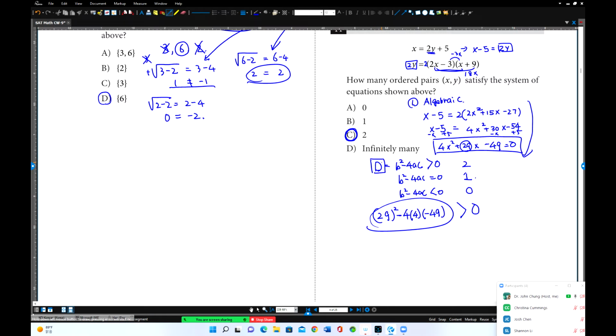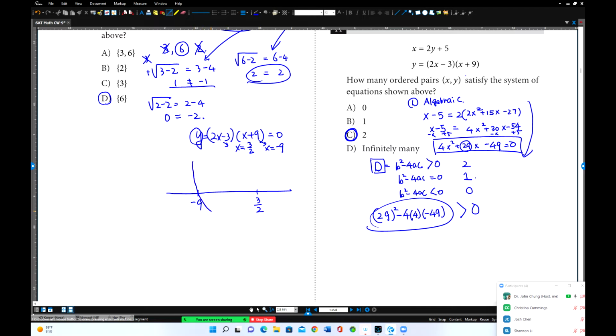The next way is what? The easiest way is using the graph. What is this one? y equals 2x minus 3 and x plus 9. That is the linear factors. When y equals 0, the graph will pass through the what? The x-intercepts. One is 3 over 2, and the second over here, x equals negative 9, right? Okay, this graph will pass negative 9 and 3 over 2, which are the x-intercepts. The graph will pass this way.